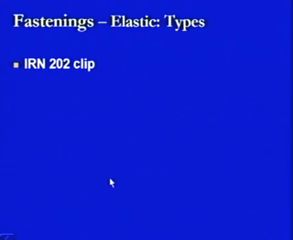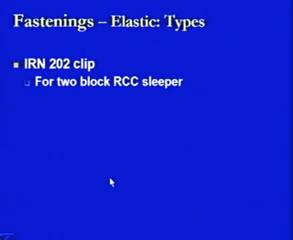Then there is another clip which is the IRN202 clip. This IRN202 clip is devised by Indian Railways, and there are different types of clips. This clip is given the name 202 clip. This is mostly used for two block RCC sleepers.